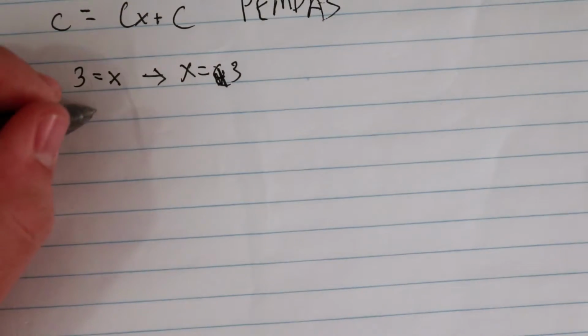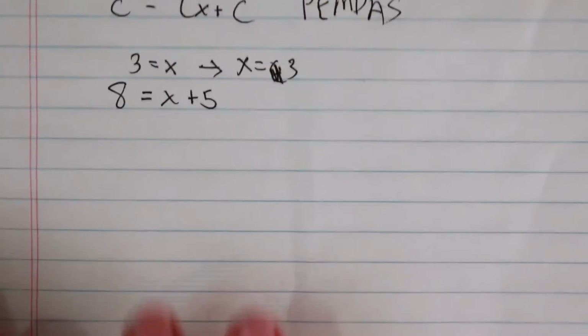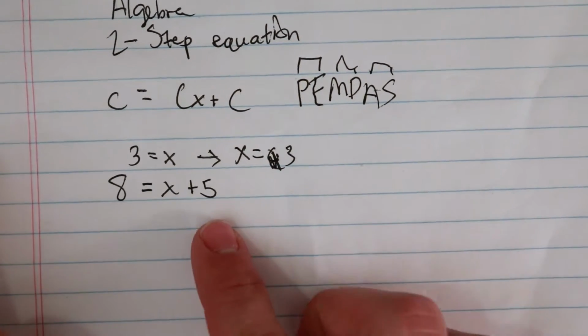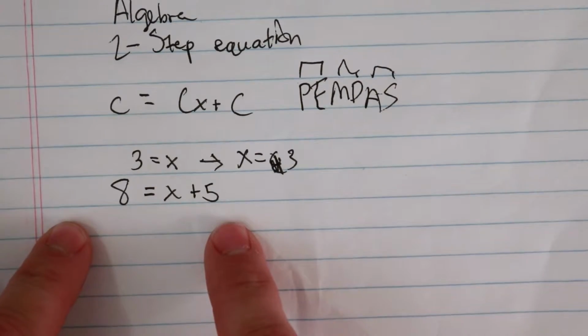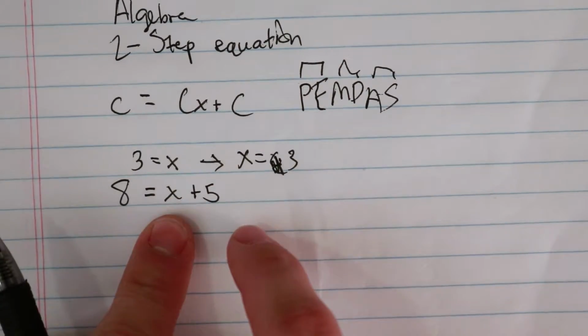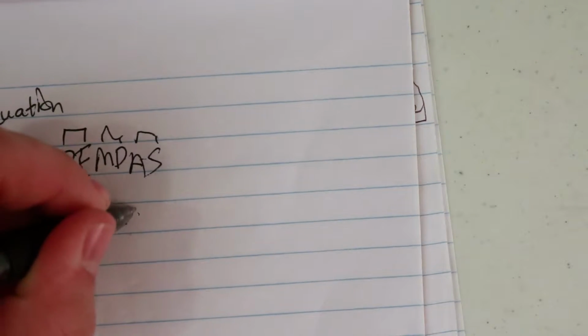Next, I want to take a look at x plus 5 equals 8. What does that equal? How would I solve this and figure out what x is? Well, if I have 5 added to this side, if I take 5 away from both sides, I'll be left with just x on this side. So that was kind of the golden rule of algebra for me. Do to one side what you do to the other.